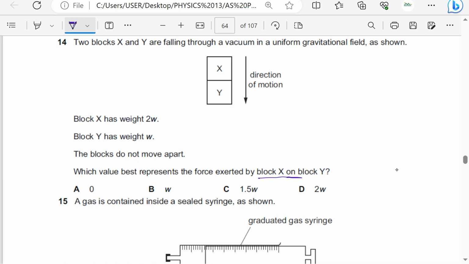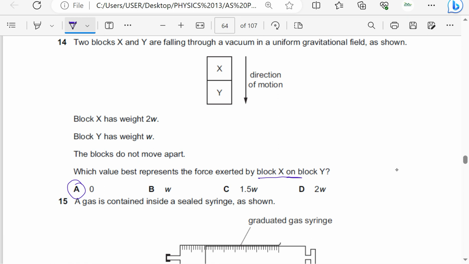So first of all, they are falling through a vacuum and they are falling in a uniform gravitational field. Because block X is above block Y, and they are simply falling, the force exerted by block X on block Y is actually going to be zero.